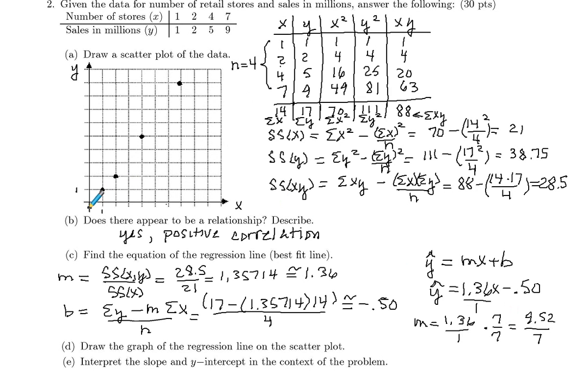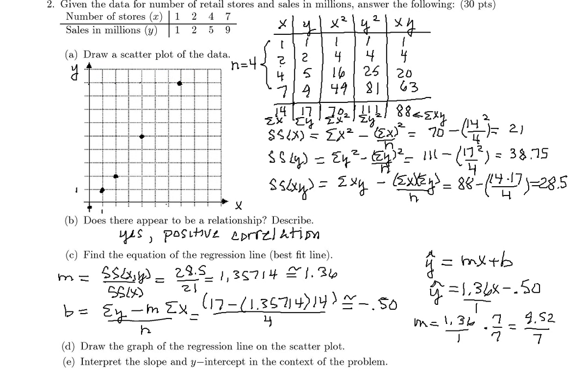So from this point, you're going to go up 9.52. This is at negative 0.5, so you go up a half and then 9 more. 1, 2, 3, 4, 5, 6, 7, 8, 9. And then you run 7. 1, 2, 3, 4, 5, 6, 7. We are just about right on top of that point.